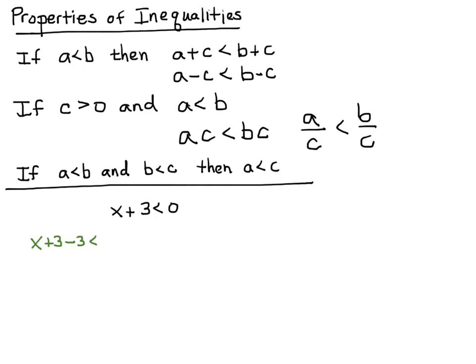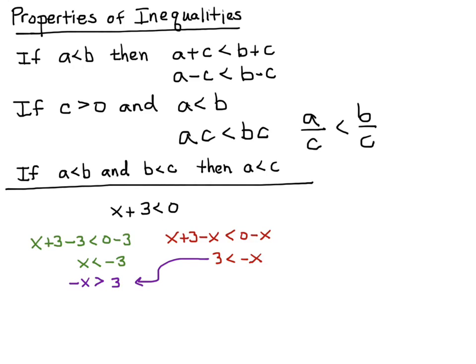Okay, so let's look at solving one of these. And there's 2 ways to solve it, and we're going to get exactly the same thing. We have x plus 3 is less than 0. So I'm going to subtract 3 from both sides and I get x is less than negative 3. If I'm going to subtract x from both sides, I get 3 is less than negative x.